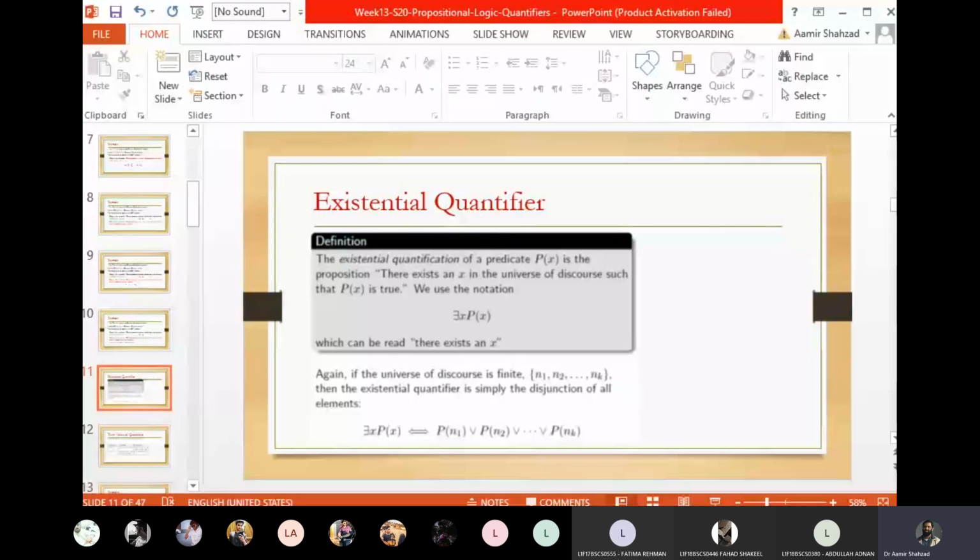So if we have a number of elements n1, n2, n3, nk, इनमें से किसी के लिए भी हमारा predicate p true हो जाए, the whole statement becomes true. Okay, there exists something for which it is true. So existential quantifier is nothing but an OR operator. It's just a disjunction, an OR operator. Universal quantifier was AND operator. Existential quantifier is OR operator.